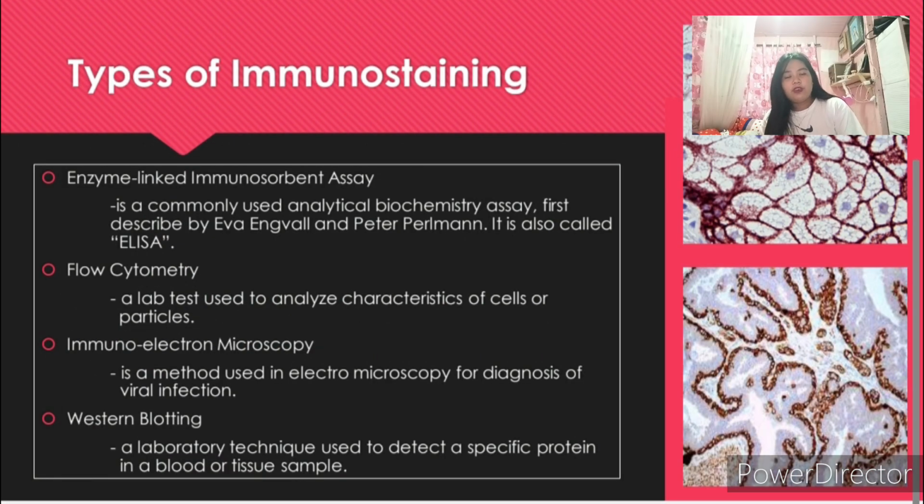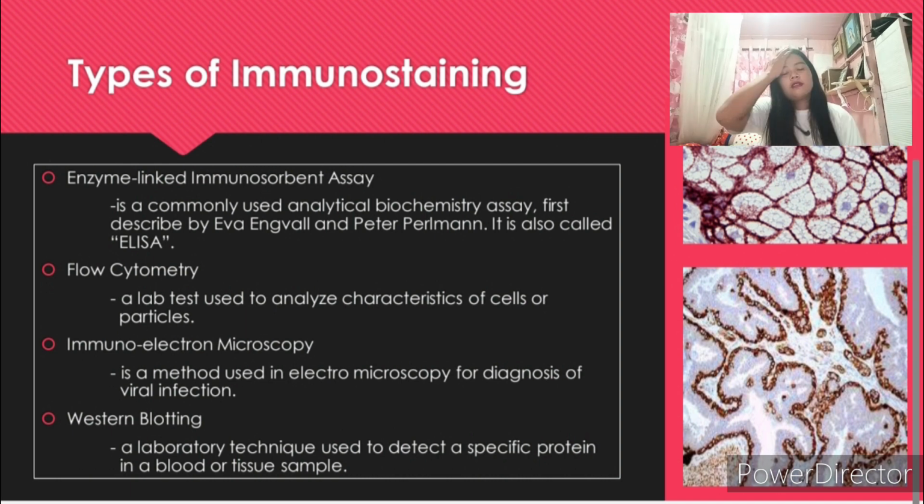We have types of immunohistochemistry. We have the enzyme-linked immunosorbent assay. We have flow cytometry. Also, the immunoelectron microscopy and the Western blotting. The first type is the enzyme-linked immunosorbent assay. ELISA uses a solid phase type of enzyme immunoassay to detect the presence of ligand in a liquid sample using the antibodies directed against the protein to be measured.